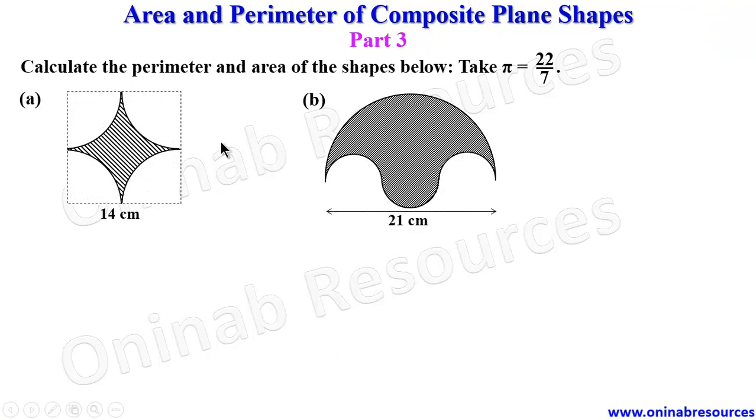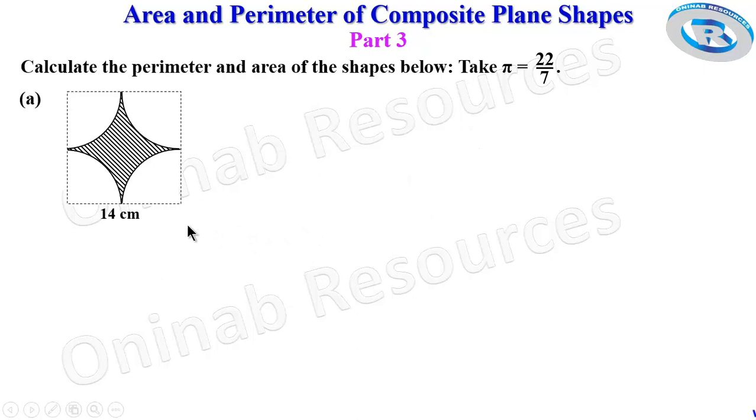So we have our problem. Calculate the perimeter and area of the shapes below. Take pi to be 22/7. So we have shapes in A and then in B. So straight away we start with A.